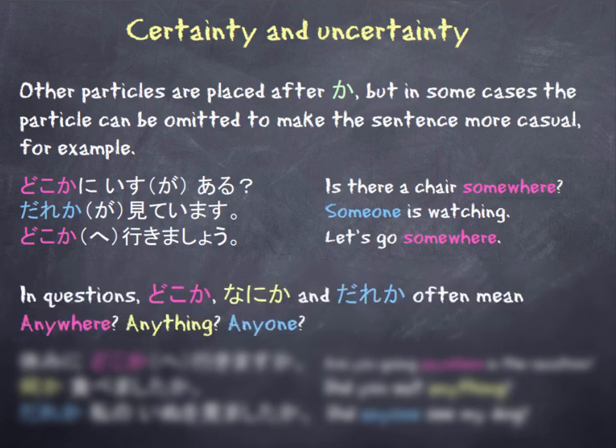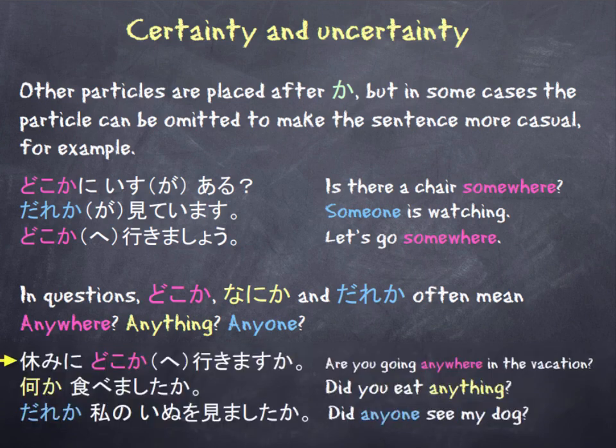In questions, doko ka, nani ka, and dare ka often mean anywhere, anything, or anyone. For example, are you going anywhere in the vacation? Yasumi ni doko ka e ikimasu ka? So again, we can insert the e here, or we can leave it out depending on the level of formality required.